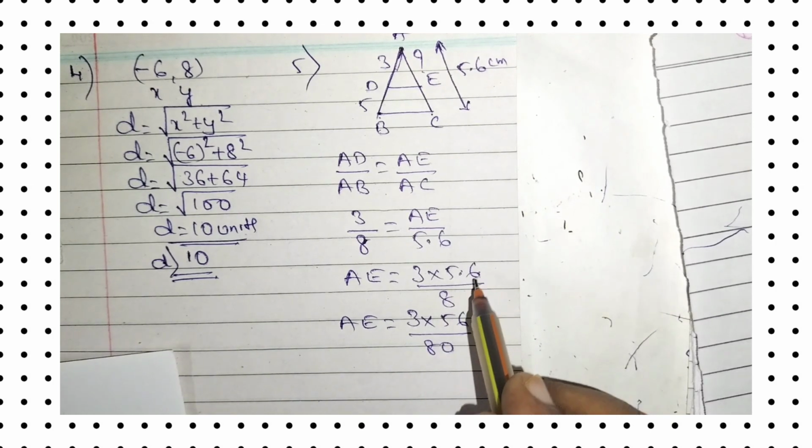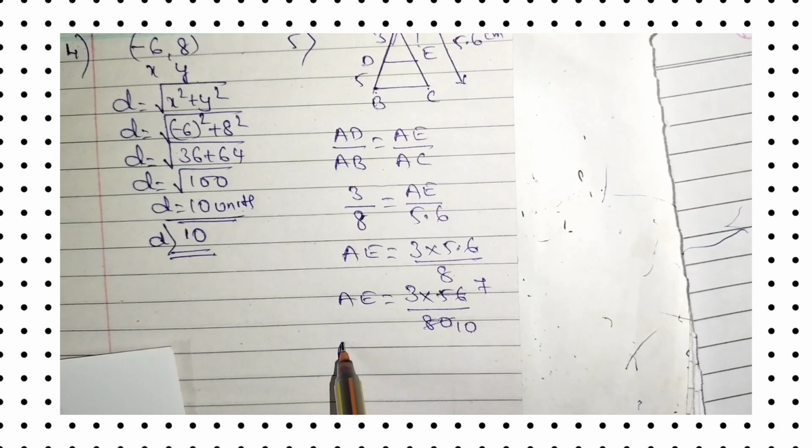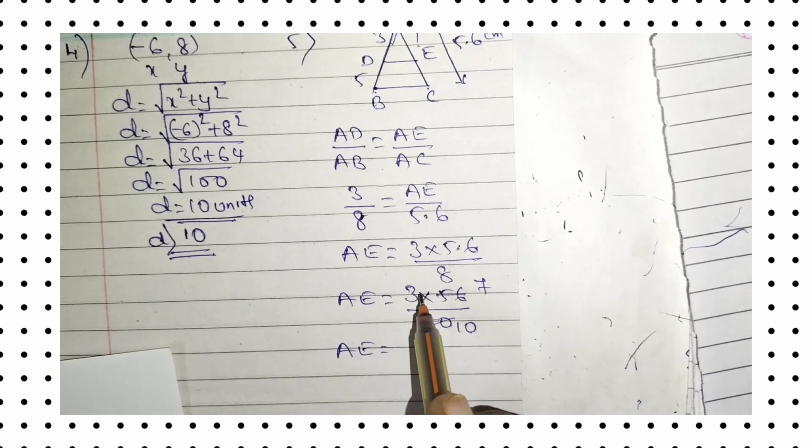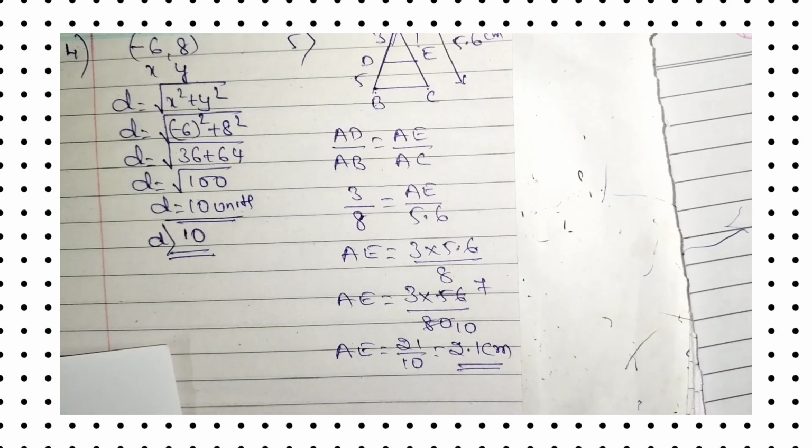So 8 tens are 80, 8 sevens are 56. So AE is equal to 3 sevens are 21 by 10. So 0 is in the denominator, so we put the decimal point one digit from the end, and we will get 2.1 centimeter. Therefore, AE measures 2.1 centimeter.